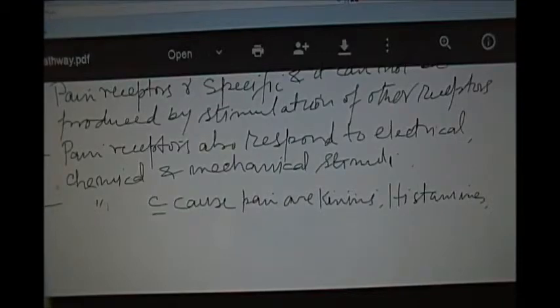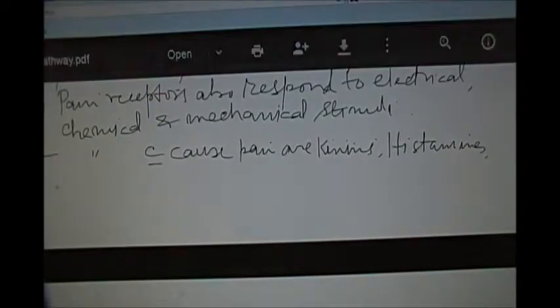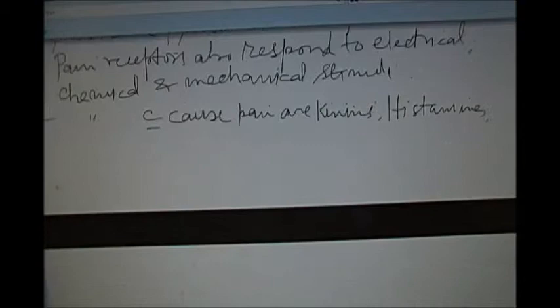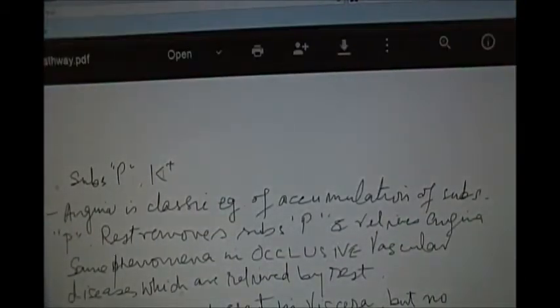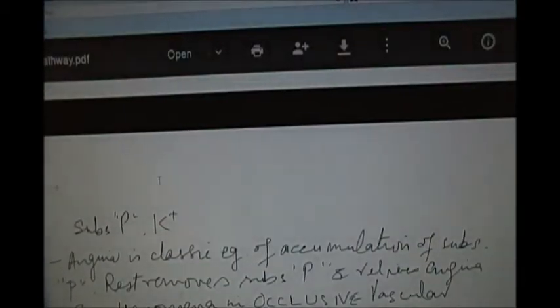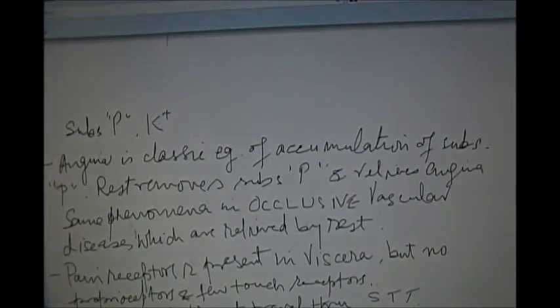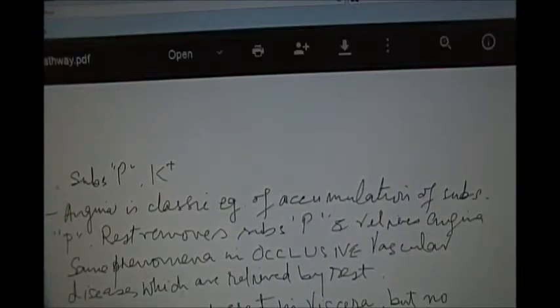What are the chemicals that cause the pain? The chemicals that cause pain are kinins, histamine, substance P, and potassium. So these are the chemicals: kinins, histamines, substance P, and potassium. Angina is a classic example of accumulation of substance P. Rest removes the substance P and relieves the angina.